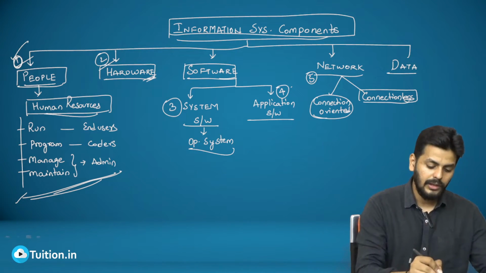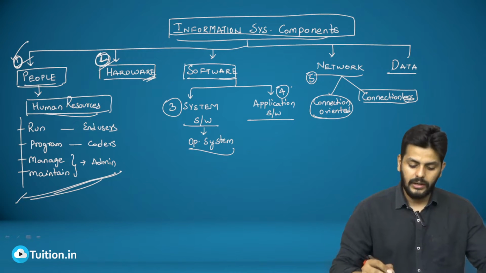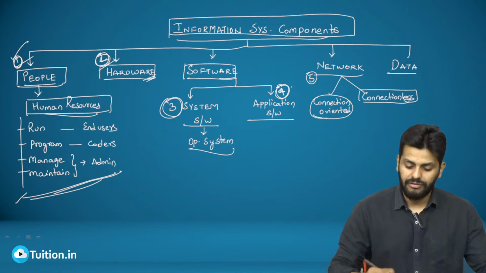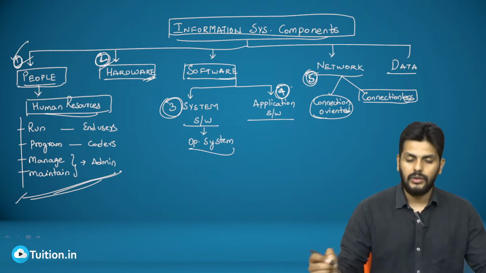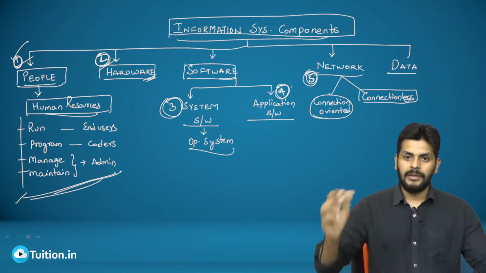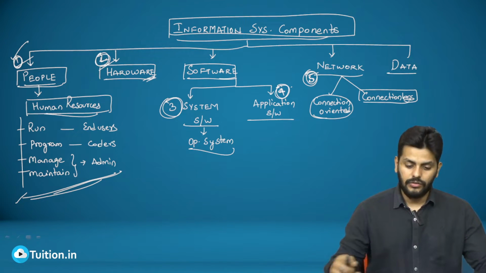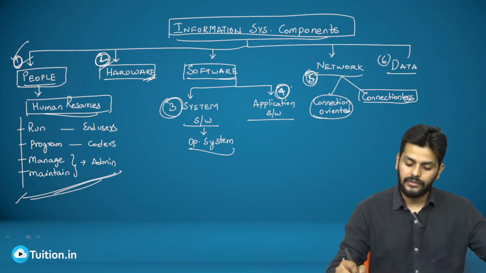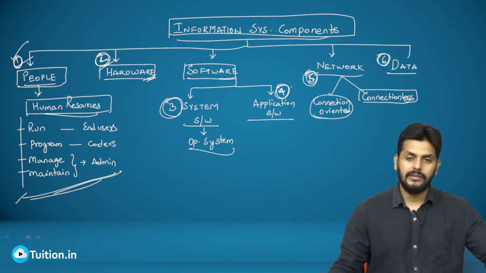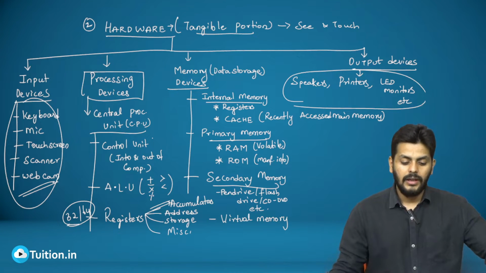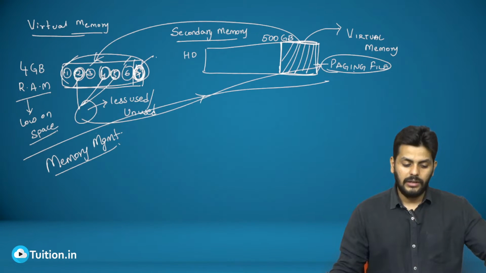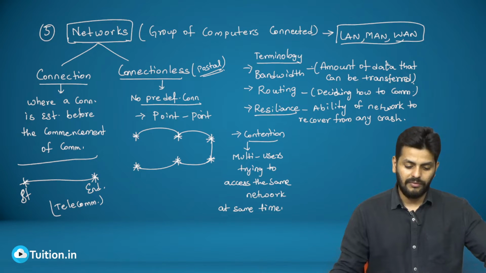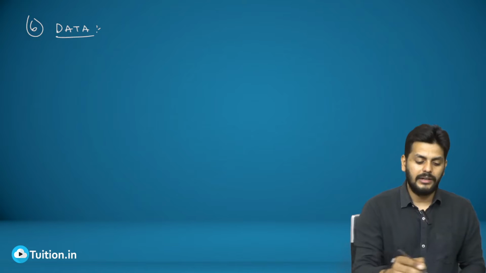1 is about people, 2 is about hardware, 3 system software, 4 we've discussed the application software and types, and 5 we discussed networks. Hope this picture is coming clear. The reason I'm repeating it is so that this framework you see on the screen sits in your head, and then number 6 is all about data, which is the last part of our discussion. This is the breakup of hardware, this is the breakup of software and application software, this is the whole concept of networks, and the last concept right here is data.